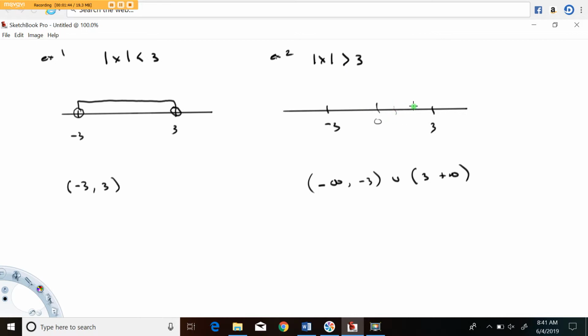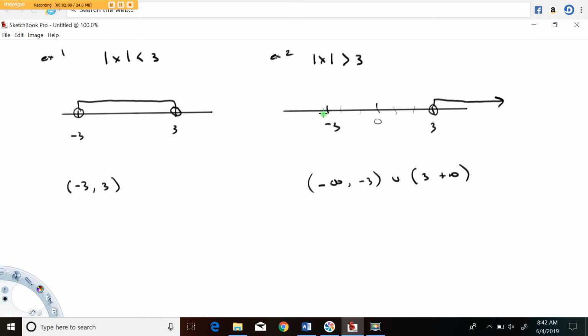1 doesn't solve it. 2 doesn't solve it. Negative 1 doesn't solve it. Negative 2 doesn't solve it. So these values in the middle just don't work. Now, if we go over to the right, like 4, the absolute value of 4 is greater than 3. Everything over here solves this. So open circle again because no equality, arrow to the right.